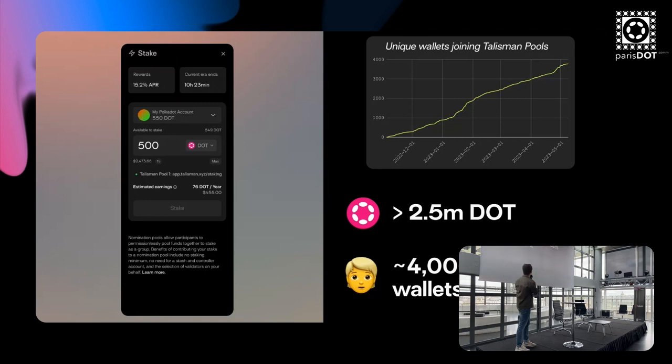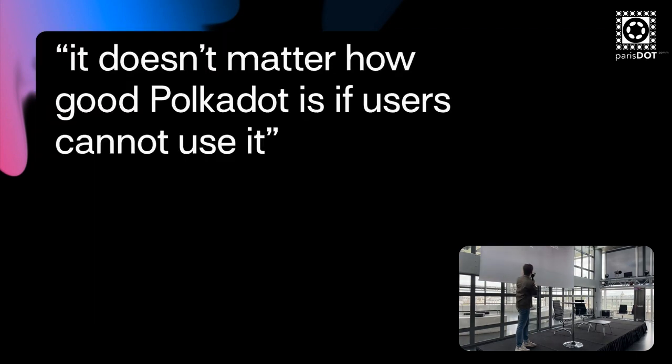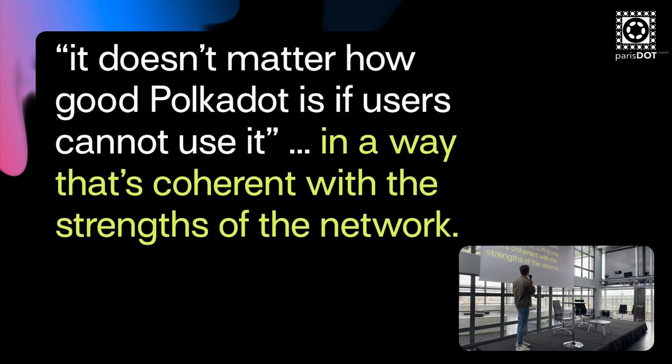And I want to go back to this quote, which is, it doesn't matter how good Polkadot is if users cannot use it. And today I want to extend this train of thought and say, it doesn't really matter how good Polkadot is if users can't use it in a way that's coherent with the strengths of the network. And it's really the role of the wallet to take some of the unique and important characteristics of the decentralized networking stack down the bottom and bubble those up towards the user so that the users can benefit from everything that's on the network.